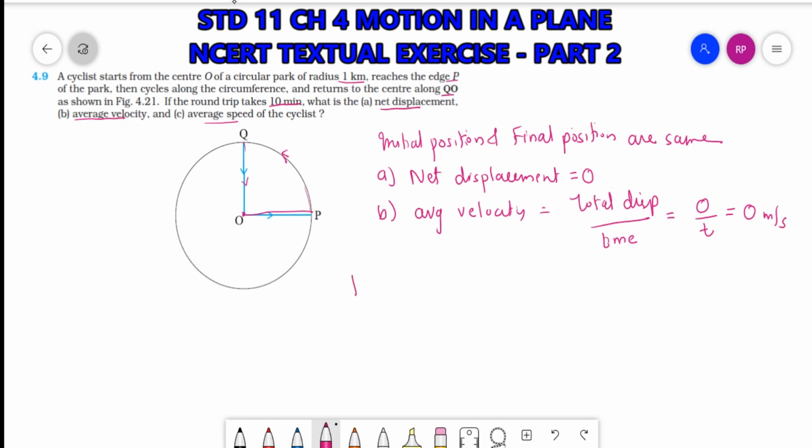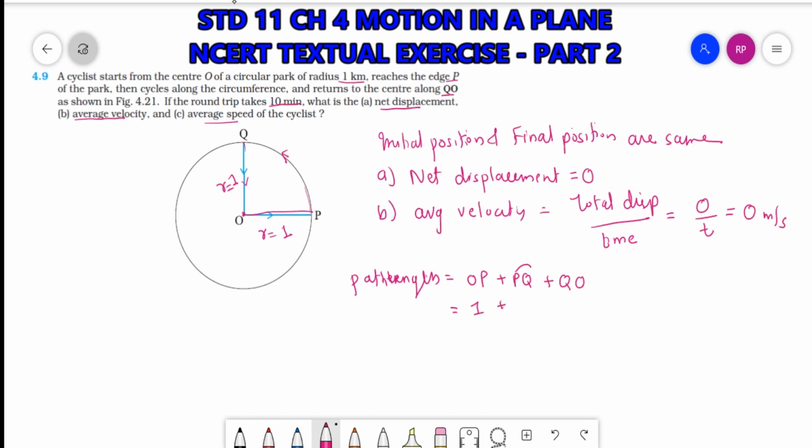So if I take path length, then that will be equal to distance OP plus arc PQ plus distance QO. That is the total path length covered. Now see, the radius is 1 kilometer. That means OP equal to OQ is equal to 1. So OP equal to 1.